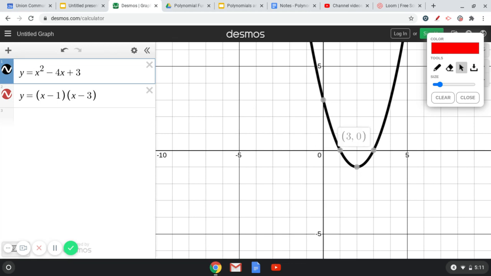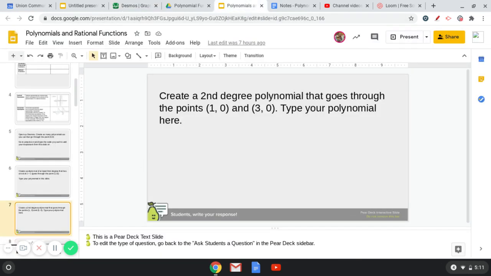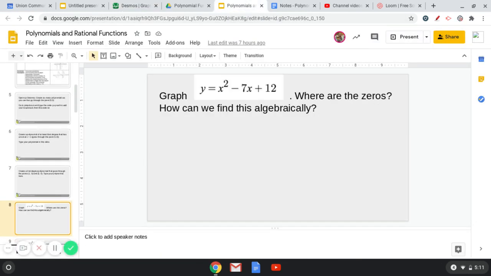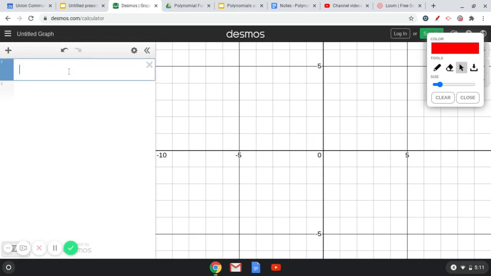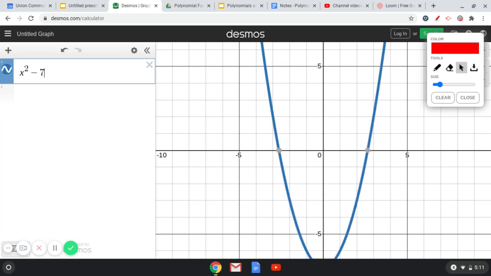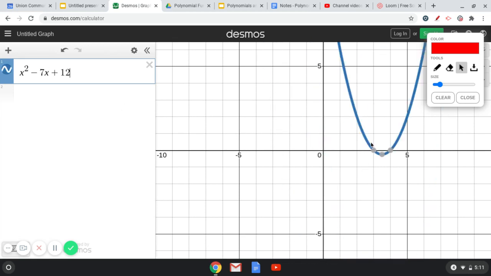Another thing to notice, how many roots does this quadratic have? It has 2, which might have something to do with the degree of the polynomial. But we'll keep going. Okay, the next one, this guy, finding the zeros. We can graph this, which I will do. So that was x squared minus 7x plus 12. Where are the zeros? 3 and 4.